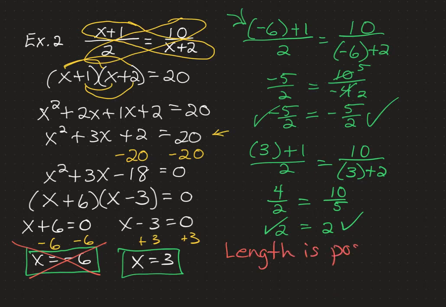If you were doing a business application, okay, and you wanted to know some number that would help you make a profit, you do not want a negative profit. So you would exclude any negative solutions.